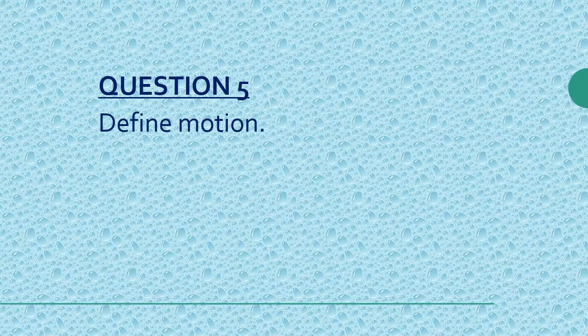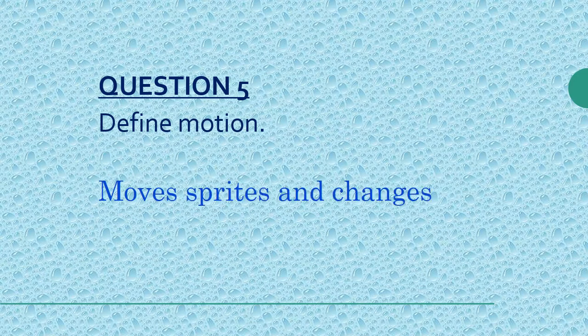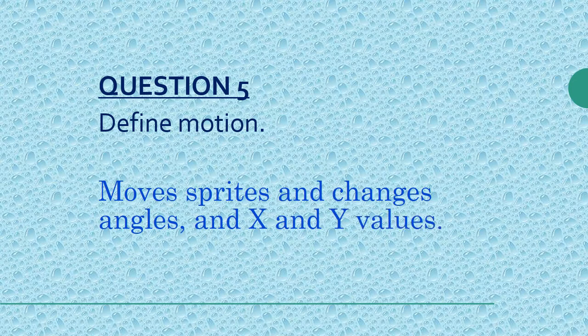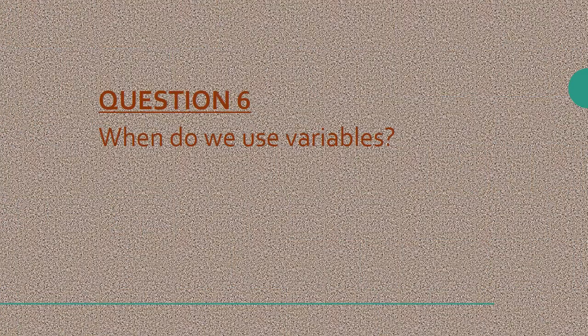Next question, question number 5. Define motion. Moves sprites and changes angles and X and Y values. Motion is taken from the chapter Scratch programming, and the meaning of motion or the function of motion is to move the sprite and change its angles.